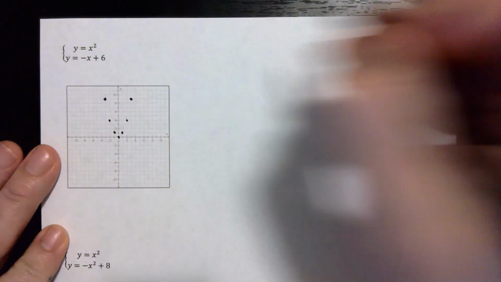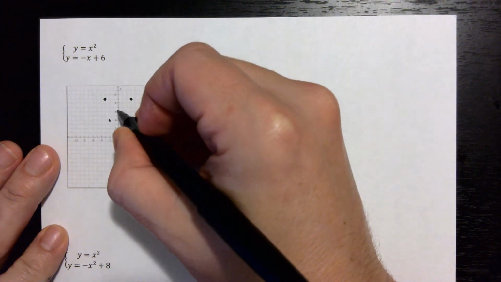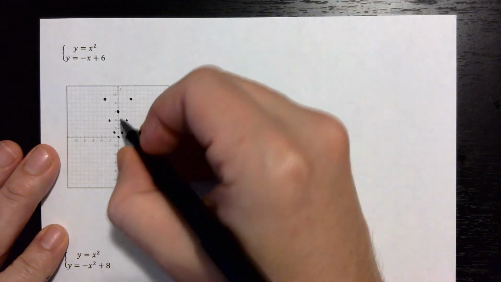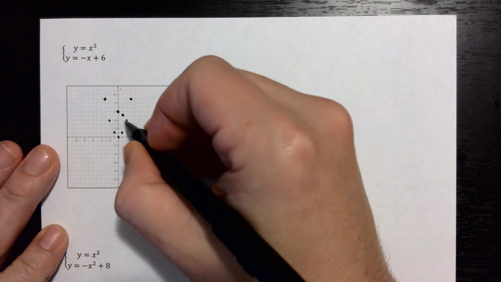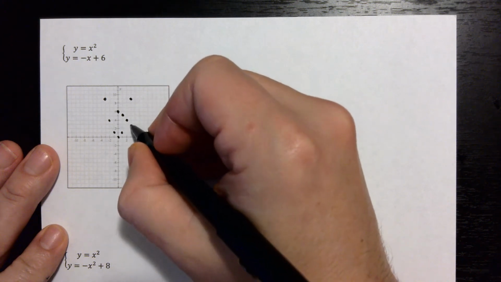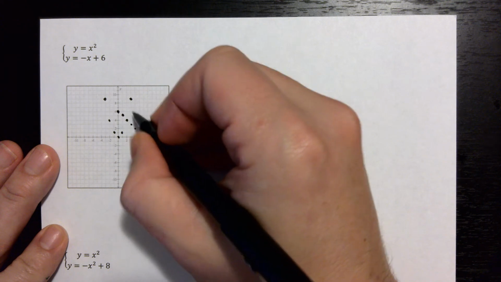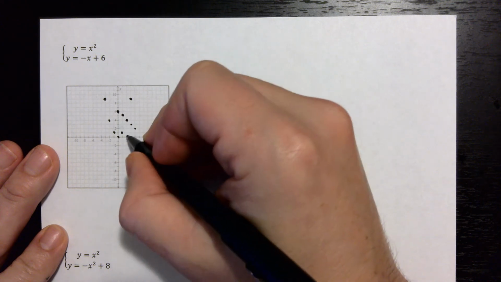So y is equal to negative x plus 6 means I cross at 6, okay? And negative x means a negative 1 slope. So down 1, right 1, down 1, right 1. There's a point where it crosses, right? This is part of my line right here. But this point right here is also part of the parabola. So that's 2 comma 4.